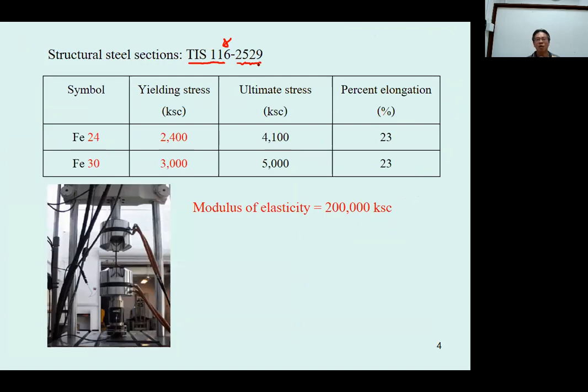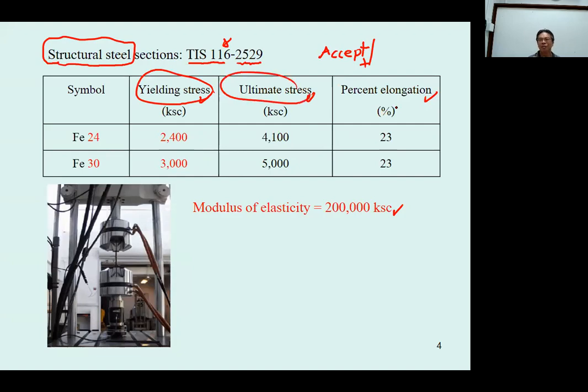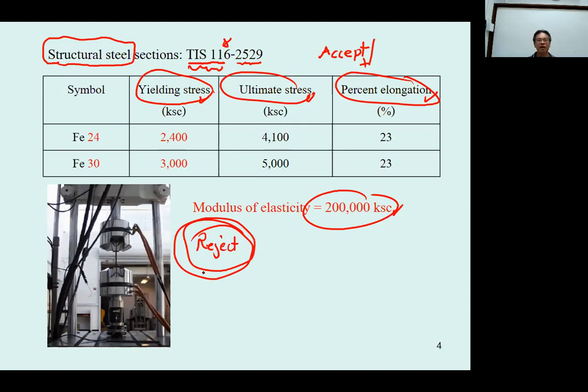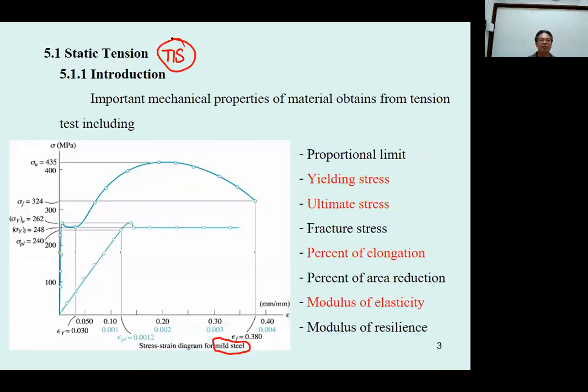Okay, the AD. And when we take a look at structural steel in tension, we are supposed to check four things. One, the yielding stress. The second is the ultimate stress. The third is the modulus of elasticity. The fourth is the percent elongation. And when you accept the steel, you accept it only when everything passes the requirement specified by this TIS. If one of these doesn't pass, you must reject the material, and the manufacturer must send you a new steel set.